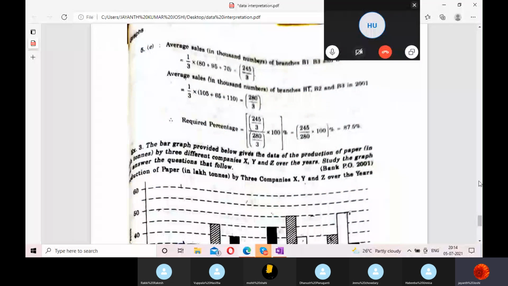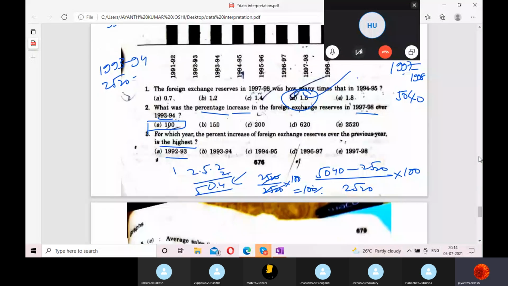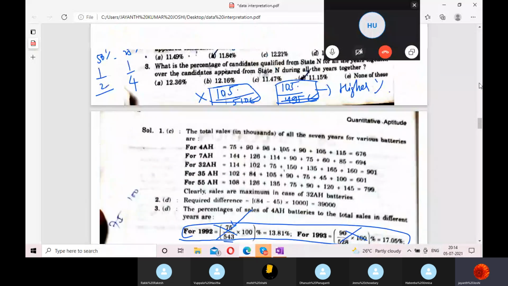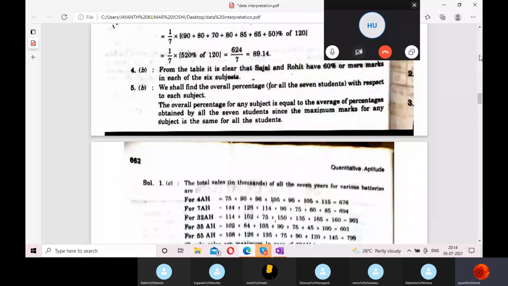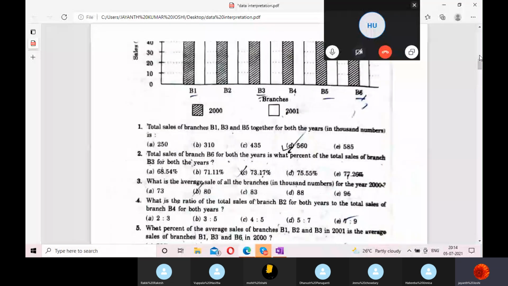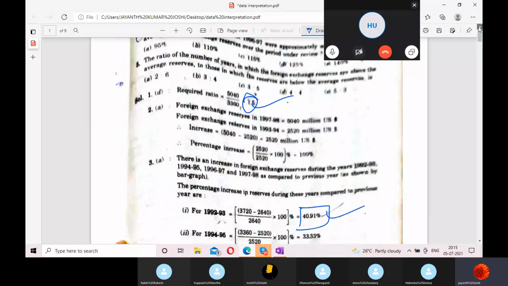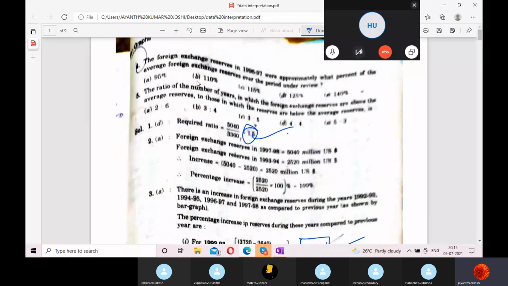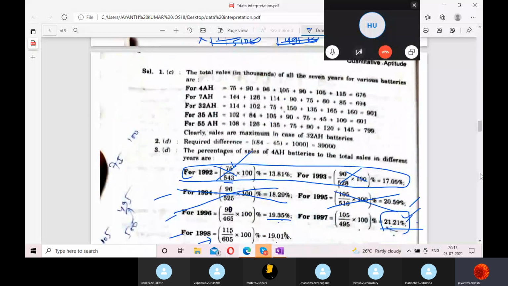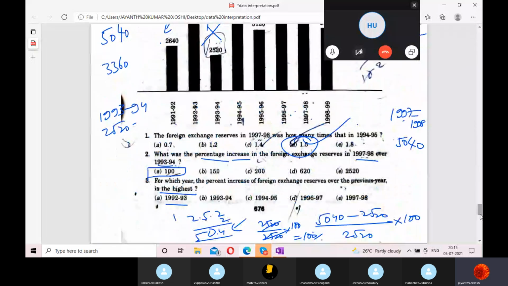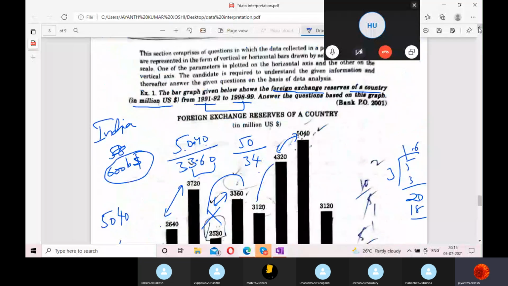Okay. Question number 4. Where is the question number 4? Okay, it is there itself. So they are asking the foreign exchange reserves in 96-97 were approximately what percent of average foreign exchange reserves over the period. So now you should find out the average and you compare 96-97 with that. So we'll do that. Okay. For that also you need not do the entire thing. Don't add up all of them.